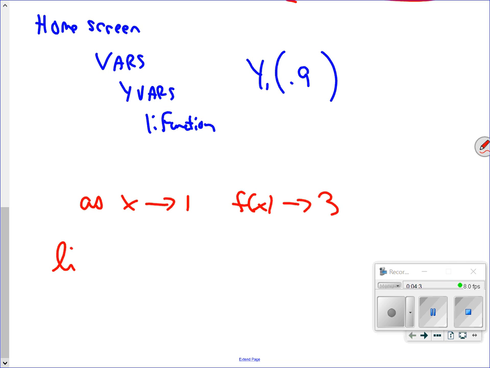So that means we're going to take this data and answer this question: what's the limit as x approaches 1 of f of x? And the answer is going to be 3. Anytime you have a calculator and you are told to find a limit, you can use this method, unless you are told to do a specific method. Okay?